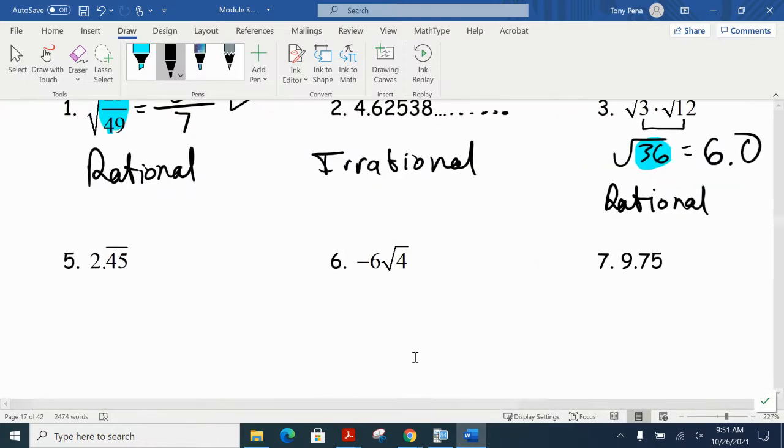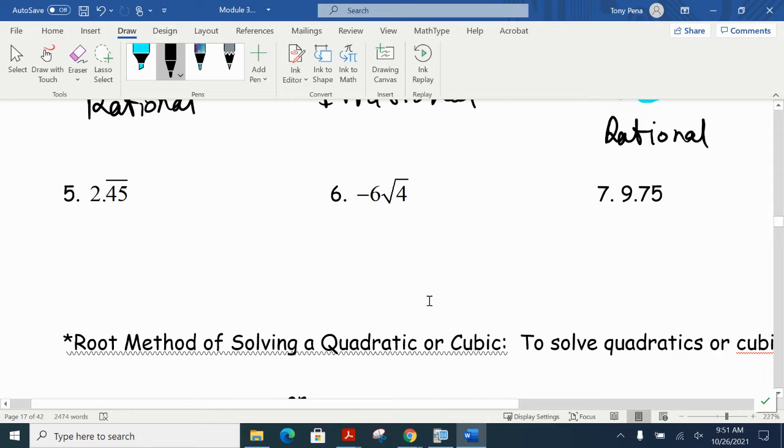Okay. Number 5. Write down what do you think for number 5. You now have the little bar over the top of it.